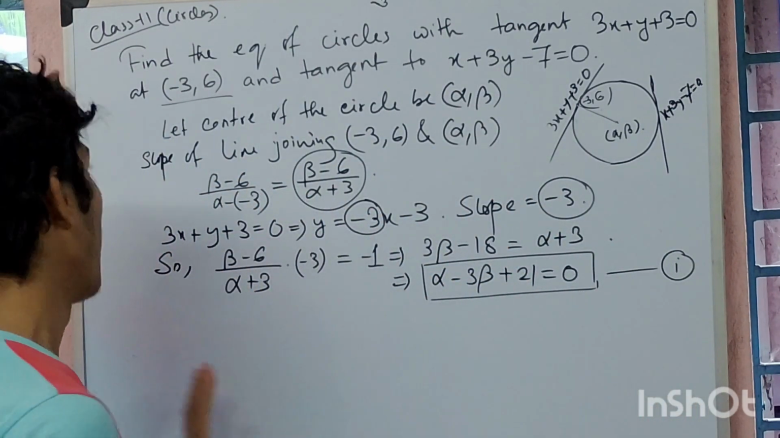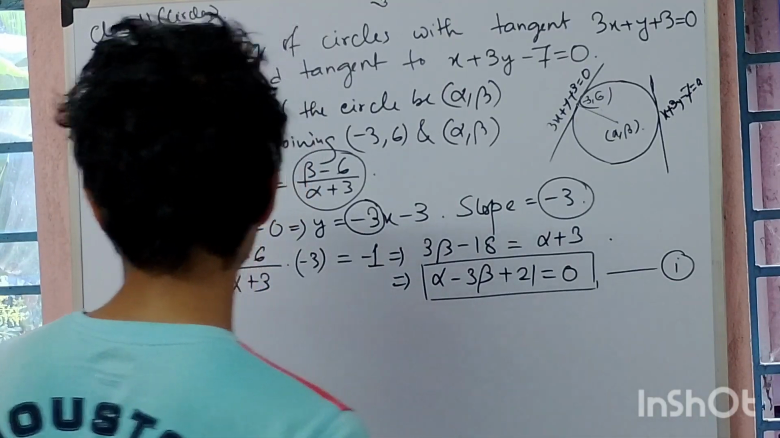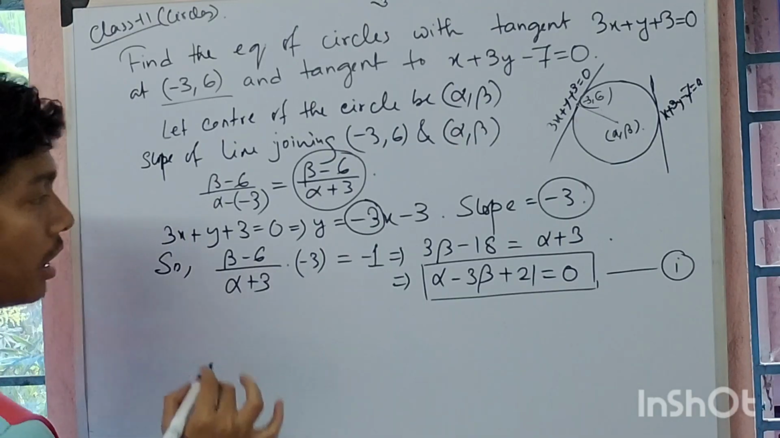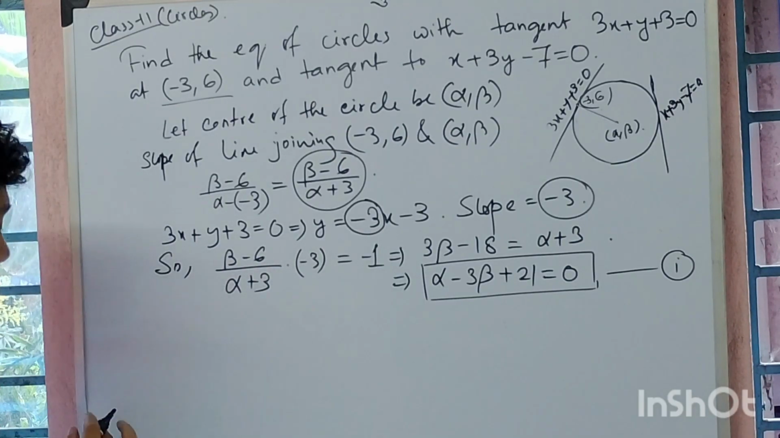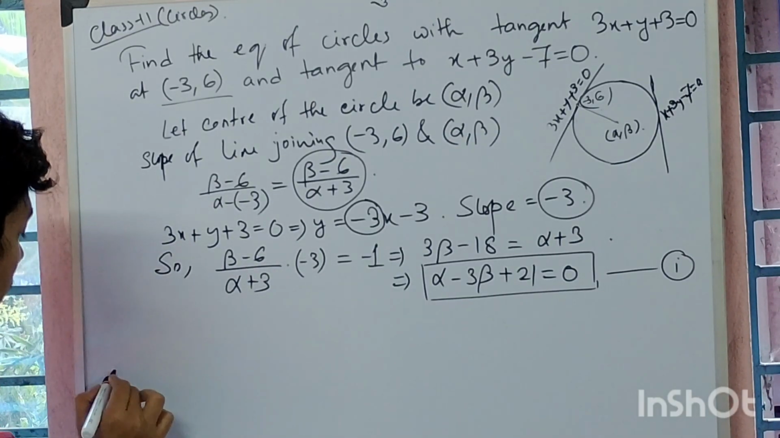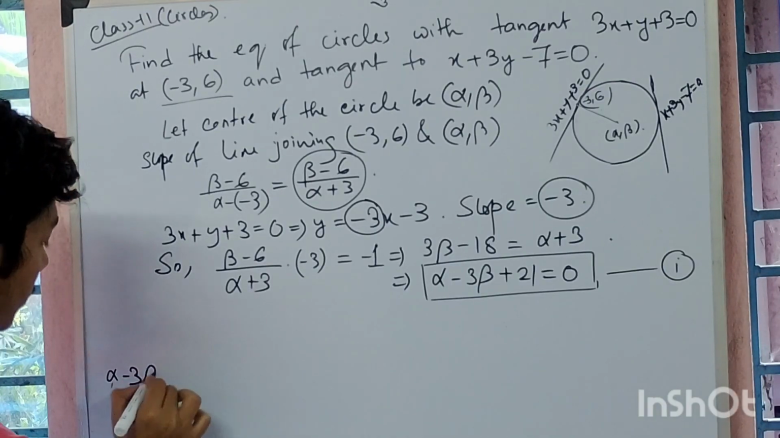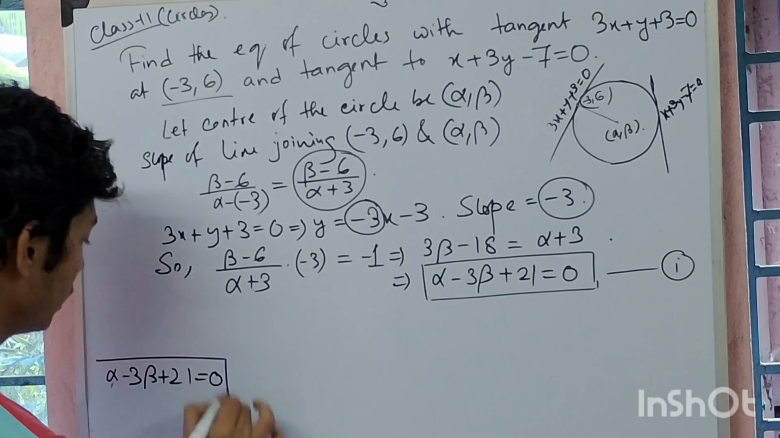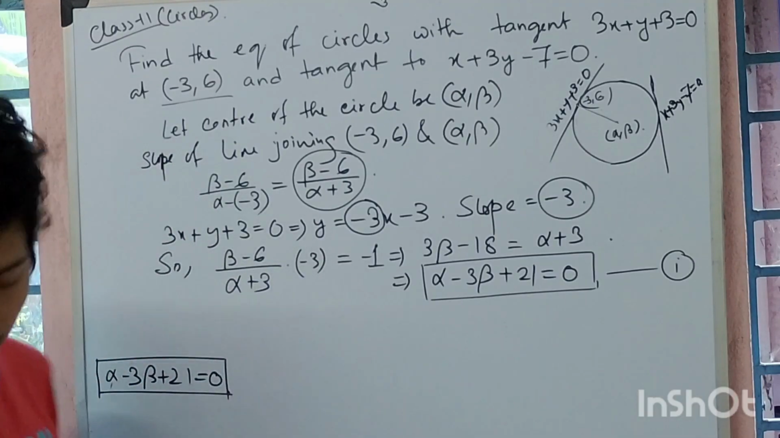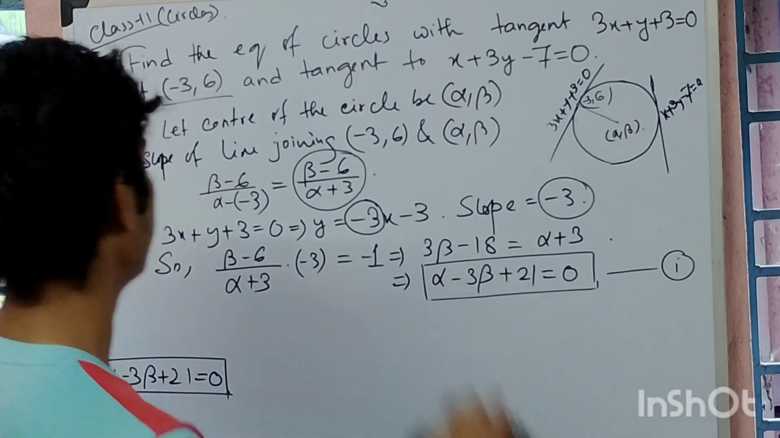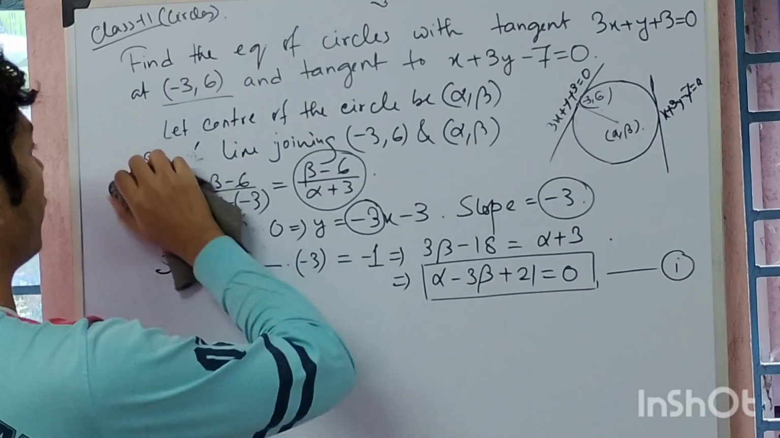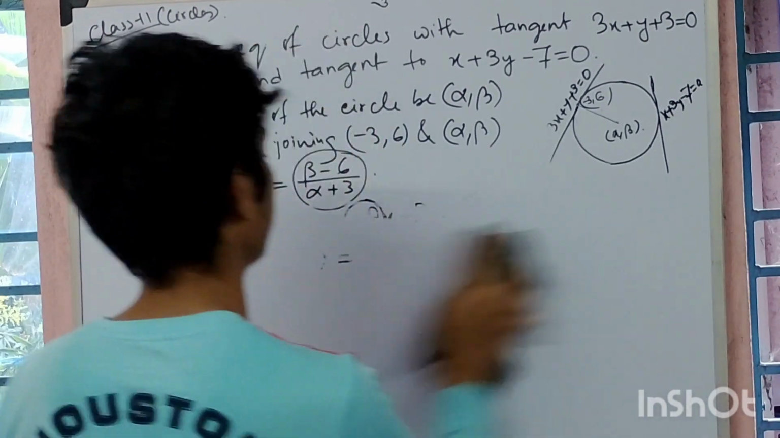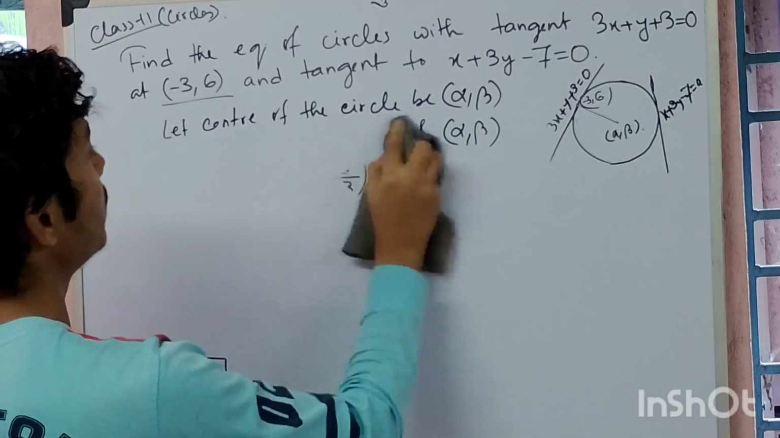I am writing this equation at the left-hand side so that I can use it later on. The equation is alpha minus 3 beta plus 21 equals 0. Now I am erasing the rest of the things. My first work has been completed, and I am jumping to the next work.